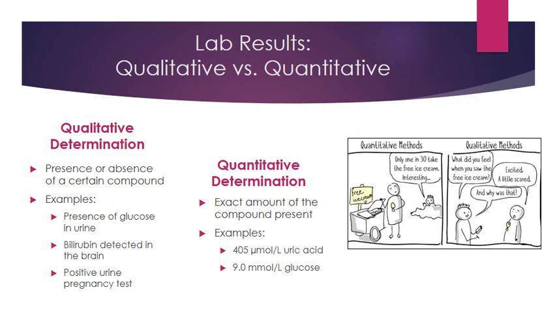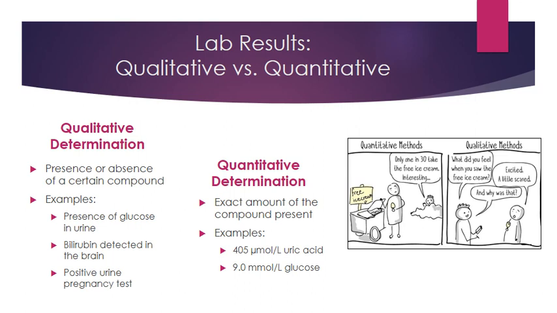Just briefly, I want to mention the difference between qualitative and quantitative lab results. Qualitative results basically tell you if a certain compound is present or absent. So examples of this would include the presence of glucose in urine, bilirubin detected in the brain, or a positive urine pregnancy test. So it boils down to, basically, it's either there or it's not.